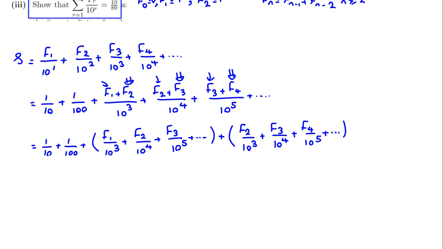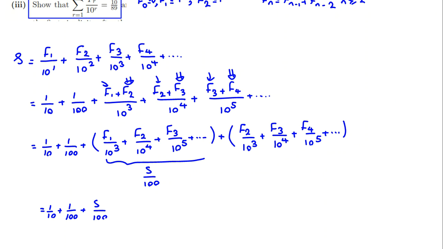Okay, now here, this part, as you can see, it is exactly s but over 100. Because it is f1 over 10, it is over 10 cubed, 10 squared, 10 to the 2. And this part, let's write it as 1 over 10 plus 1 over 100 plus s over 100. But this part we don't have f1.